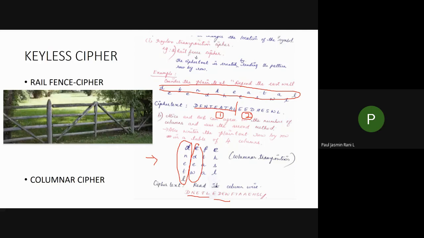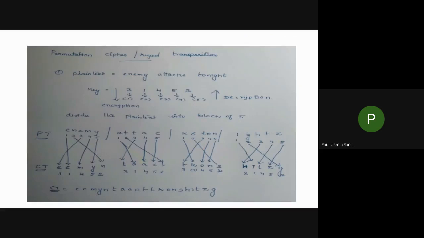And the last one is your keyed cipher. Keyed cipher means your plain text is, let us consider, enemy attacks tonight. So this is your plain text, and your key is nothing but 31452. So this is your key. When this key is given, you have to write your positions as 1 2 3 4 5. So this is your position.